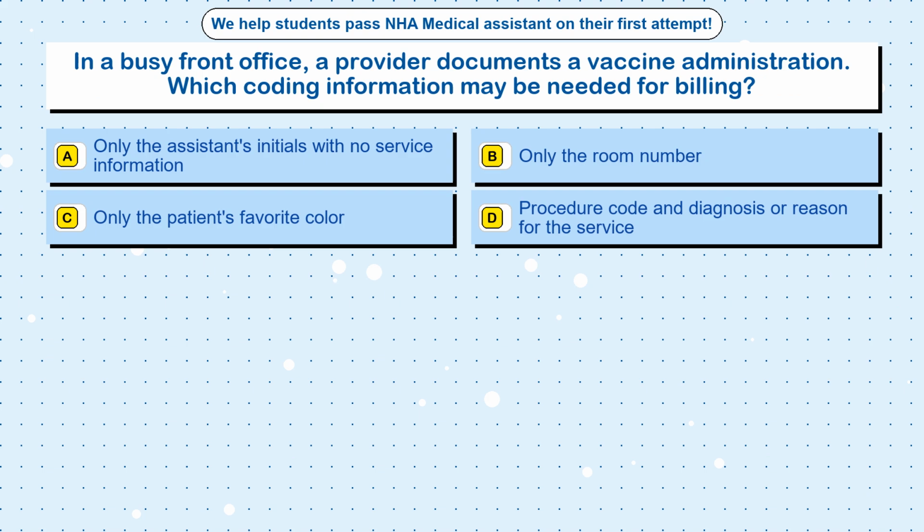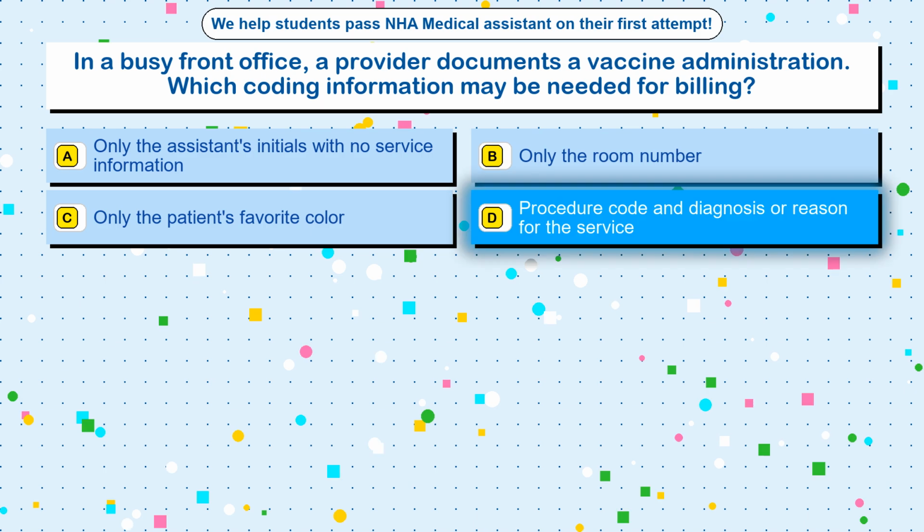Question 37. In a busy front office, a provider documents a vaccine administration. Which coding information may be needed for billing? Option A. Only the assistant's initials with no service information. Option B. Only the room number. Option C. Only the patient's favorite color. Option D. Procedure code and diagnosis or reason for the service.